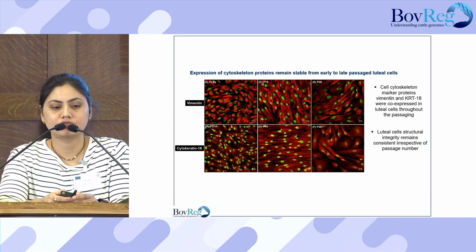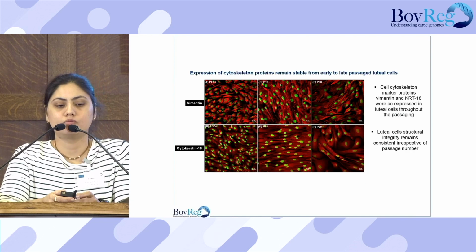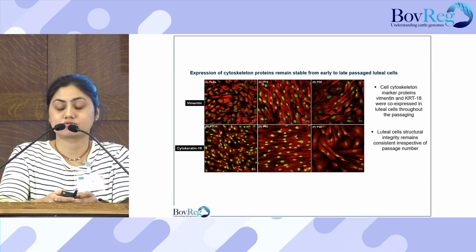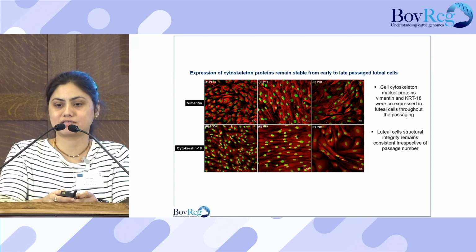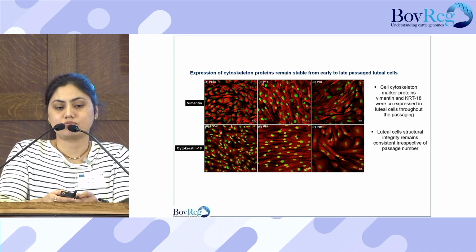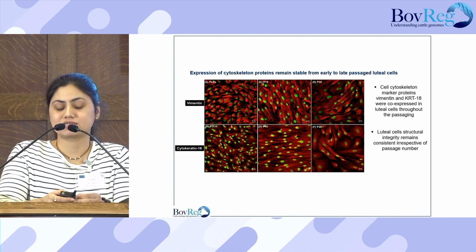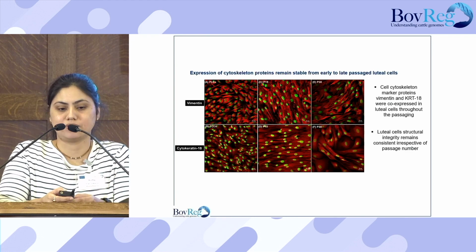Next, we looked at the structural integrity. So we stained the main cytoskeleton proteins, vimentin and cytokeratin, and we found that both proteins were co-expressed, and they were also consistently expressed irrespective of the lower or the higher passage number.